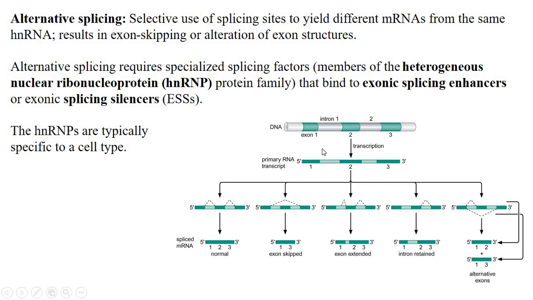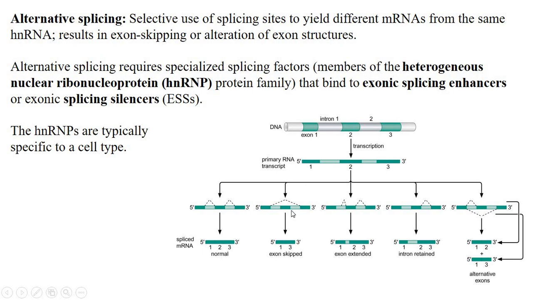So this is an example of a number of different ways splicing can happen. This is our DNA template sequence. We have here 3 exons and 2 introns. Transcription happens, and this is the primary transcript of mRNA that has all the introns and exons in it. Now in normal mRNA, you will take these 2 introns out, and these 3 exons will be together to make this normal transcript.